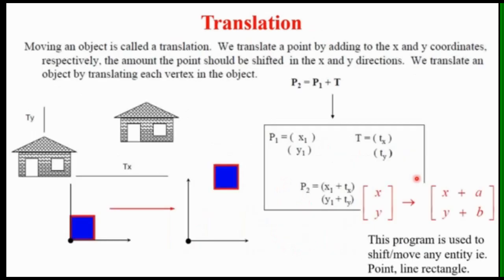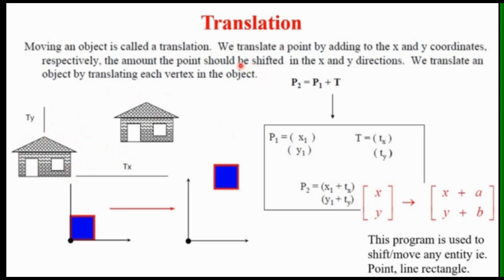So first of all, translation means moving an object is called translation. For example, we can see this is one rectangle here which is at the origin. When we want to translate this object from this origin to this position, this object is translated. Or again here in this example we can see this object is translated from this origin to another position. That means it is moved.